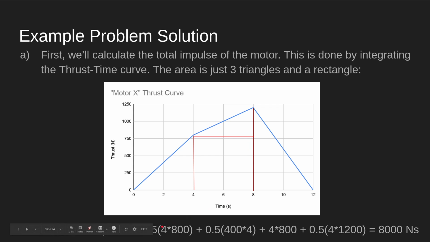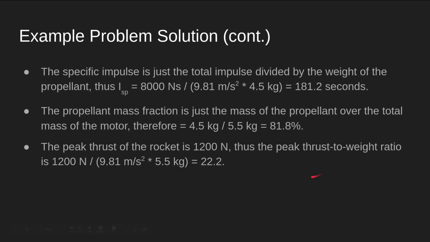So we just have our formulas here, just basic area of a rectangle, area of a right triangle, and then we get total impulse of 8,000 newton seconds. And then we can use this to solve for the rest of the values. So remember, the specific impulse is just total impulse divided by the weight of the propellant. Thus, ISP is 8,000 newton seconds divided by 9.81 (g naught) times 4.5 kilograms, which is the mass of the propellant. And we get an ISP of 181.2 seconds.